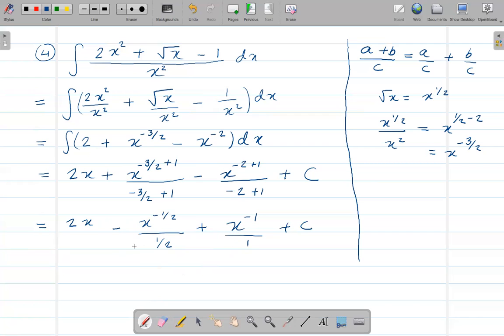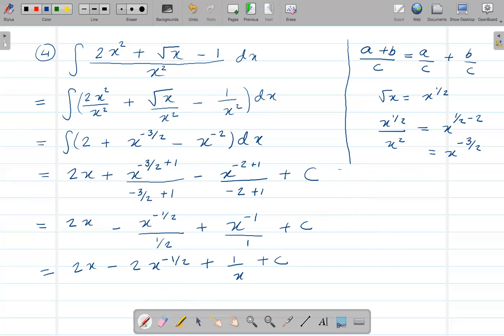Now, this is divided by 1/2, which means I can move this 2 to the top. So 2x minus 2x to the power negative 1/2, plus, I can move this thing to the bottom, which will be 1 over x to the power positive 1, or just 1 over x, plus c. What else can we do after this? Well, this is just algebra.